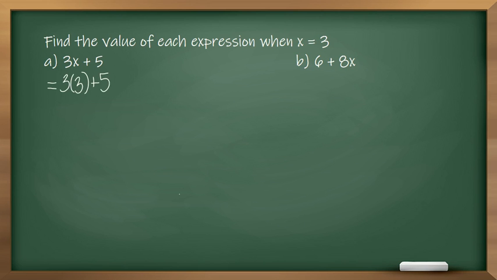Because if we recall our order of operations, we're going to multiply before we add. So we're going to go 3 times 3 is 9. Okay. So that gives us 9 plus 5. Then we're just going to add 9 plus 5, which gives us 14.